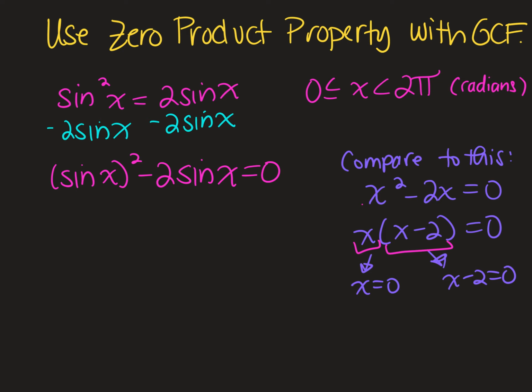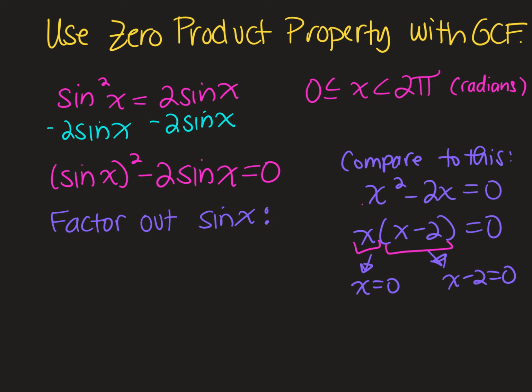So I want to use this idea, but with my trig functions. So when I look at my trig functions, sine squared minus 2 sine of x, what do they have in common, those two terms? A sine of x. So I'm going to factor out a sine of x. I'm going to write that, because I think it's helpful if you look back at this later to see what we did. So let's factor out a sine of x.